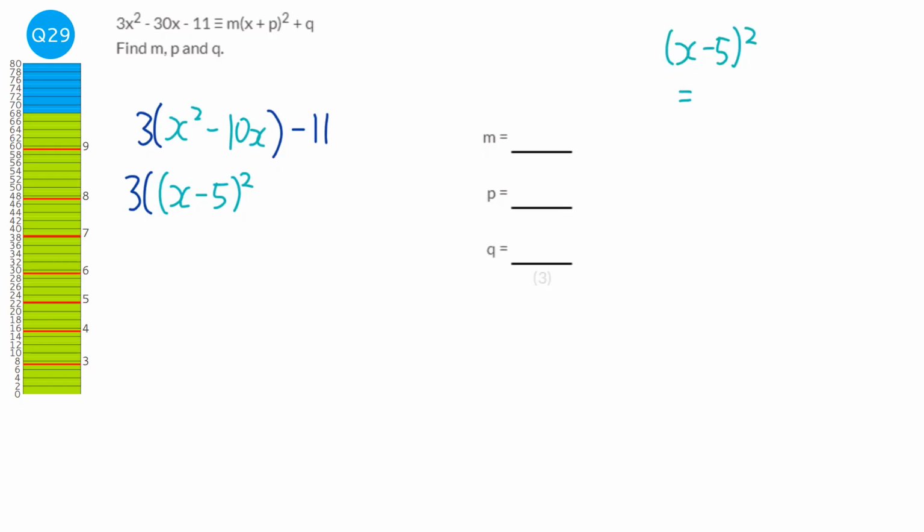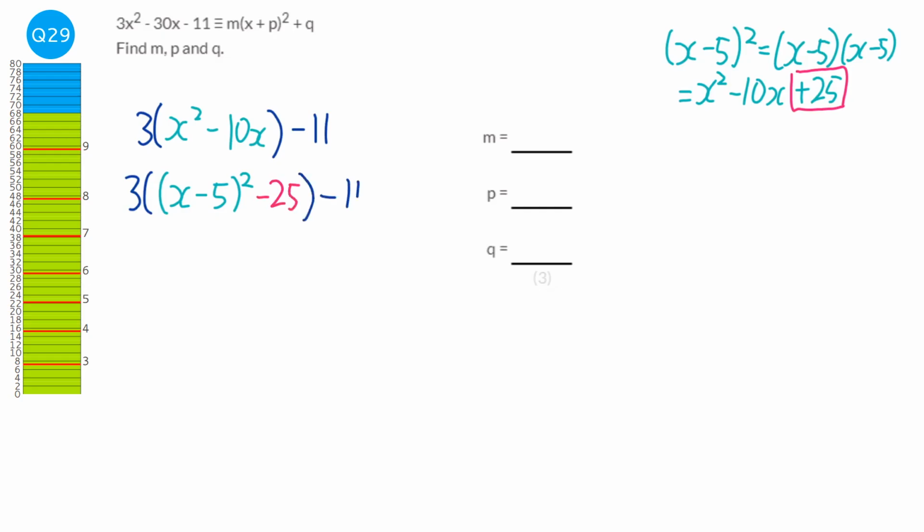So x minus 5, x minus 5. So we get x squared minus 10x plus 25. So notice here it creates this plus 25, which we've got to deal with. And we deal with that by removing the 25, which we do here. Close brackets, minus 11. So the blue parts haven't changed. The turquoise parts are the completing the square bit, but the minus 25 just removes that 25 that the x minus 5 squared brackets create.